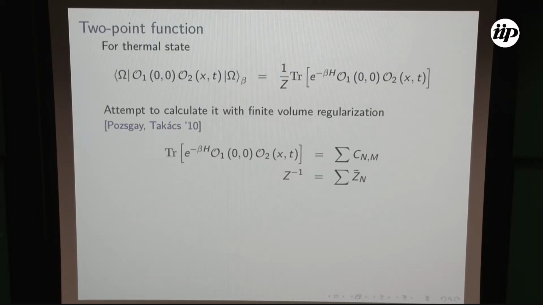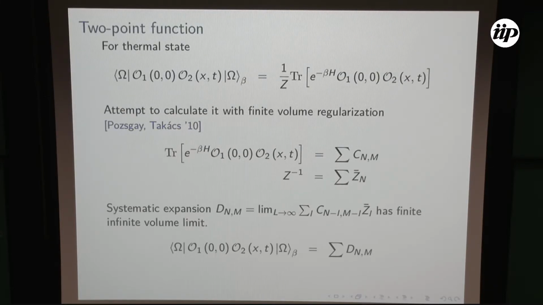Okay. Let's go to the 2-point function situation. What can we do with a 2-point function? There's an approach by Pozsgay-Takács to use the same kind of finite volume regularization, where you put the 2-point function in finite volume, evaluate the trace and plug in a complete set, and write everything with form factors and finite volume form factors. Then you can rearrange the terms to see that you really have finite quantities in the large volume limit, these D and M's, and it's a double sum of these quantities.